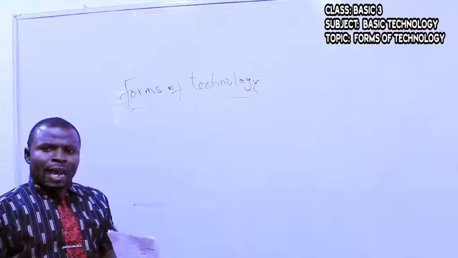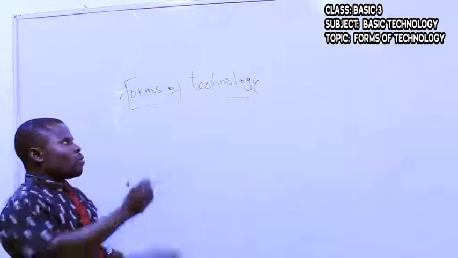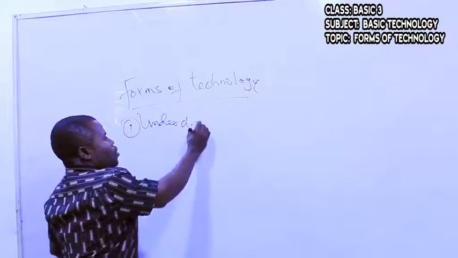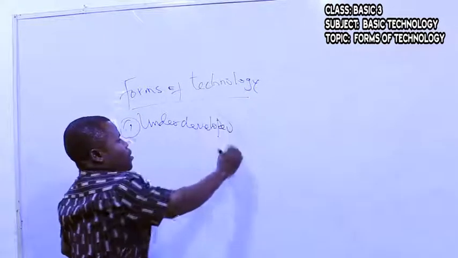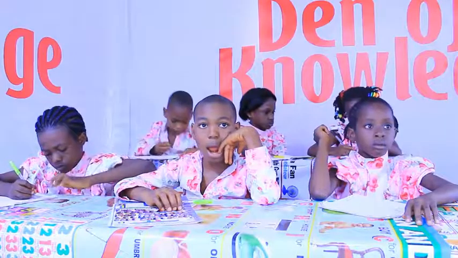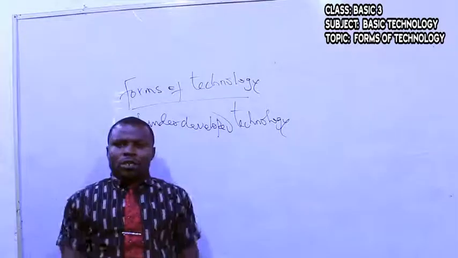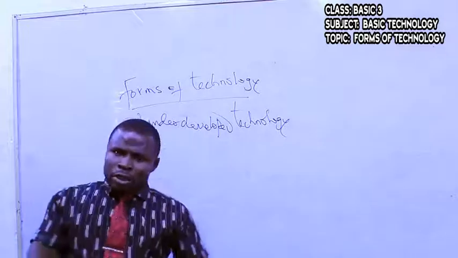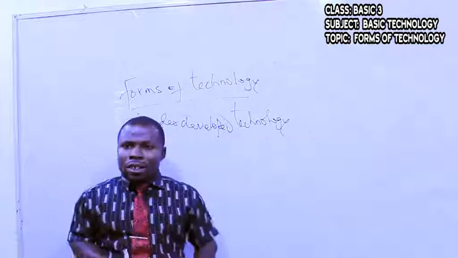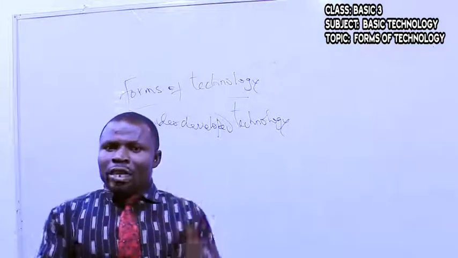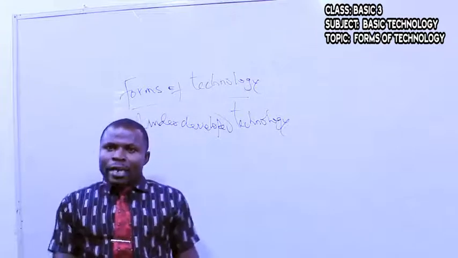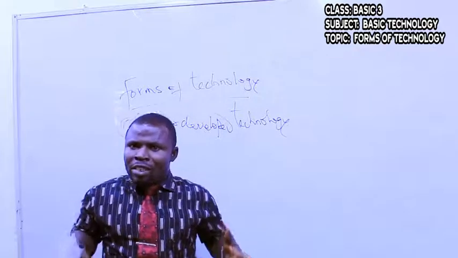Technology is classified into 2. Number 1 is underdeveloped technology. What is underdeveloped technology? Underdeveloped technology is a type of technology that resulted from our forefathers, indigenous technology, whereby our fathers were making use of what they had at that point in time.